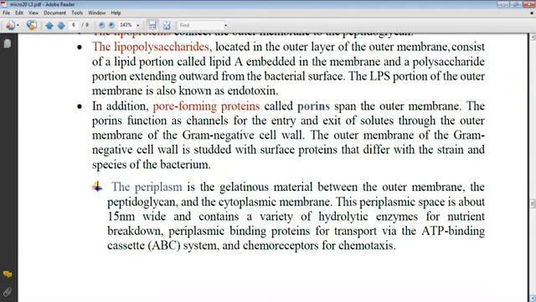In addition, there are proteins called porins that span the outer membrane. The porins function as channels for the entry and exit of solutes across the outer membrane of the gram-negative cell.